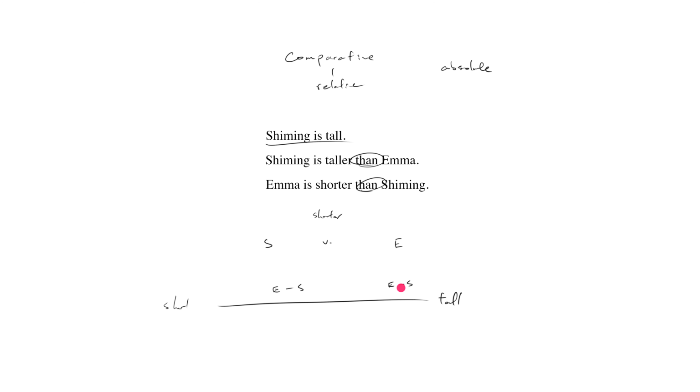Emma is tall as well, right? But the point is, these claims do not place this relationship on the spectrum anywhere. All these claims do is say that these two entities have this relationship where Shiming is to the right of Emma and Emma is to the left of Shiming, where right means more tall, left means more short. But where do you place them, right? Where do you place these two? These two statements are like, I don't know, I'm not going to say. I'm going to be silent about that question.